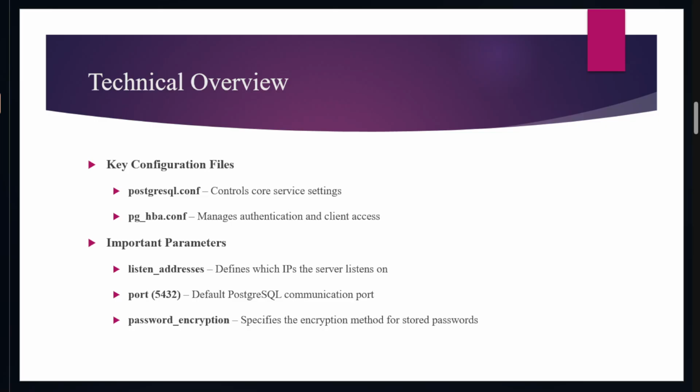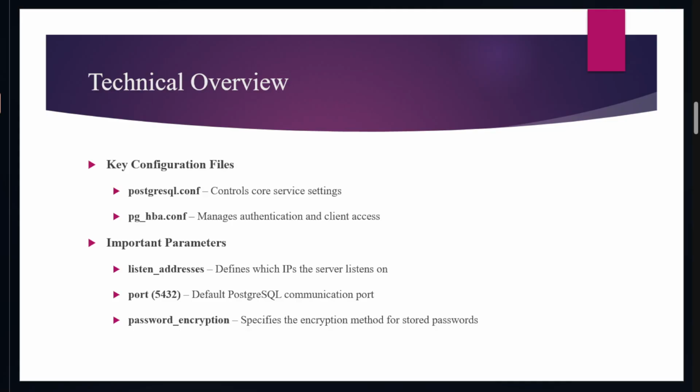Now, a technical overview. Postgre relies on 2 main configuration files to control how it operates. The first one, PostgreSQL.conf, is where system level settings are defined, things like performance tuning, logging, and connection limits. The second, PG_HBA.conf, is one of the most important for security. It controls who can connect to the database, where they can connect from, and how they must authenticate.